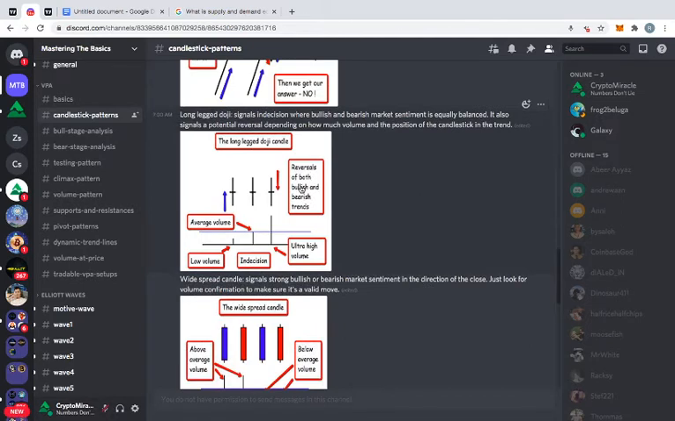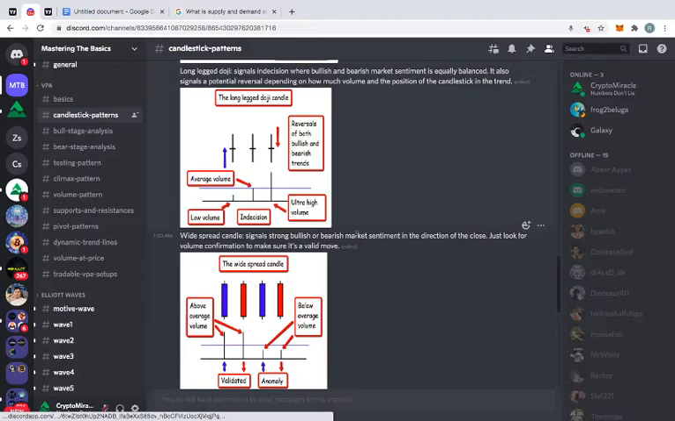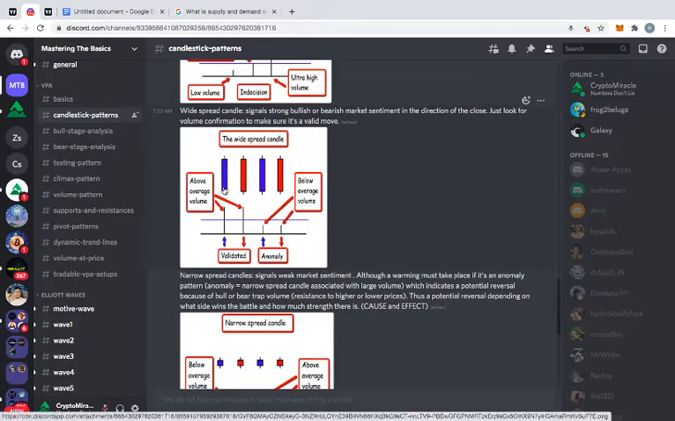But yeah, basically this causes a reversal depending on how much volume. And it's an indecision candle. It's called an indecision candle until there's a decision that is made. So a widespread candle, we talked about this in the last video, signals strong bullish sentiment in the direction of the close. So just look at the volume confirmation. If there's a lot of volume, it's basically strong bullish sentiment. Let me close the window here.